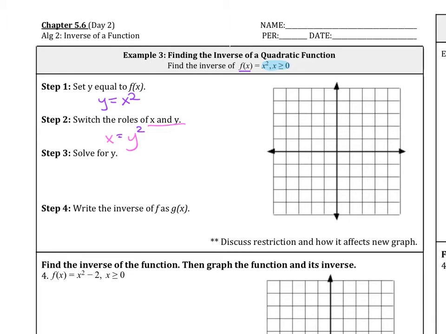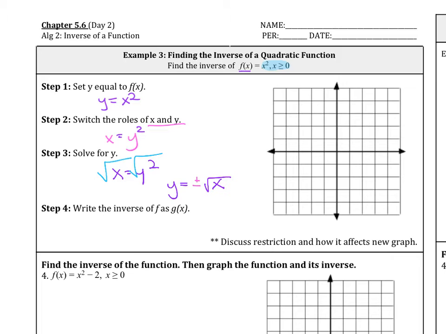In order to get rid of that square, we square root both sides. So let me rewrite it, x equals y squared. To get rid of the square, you square root the y. Now remember, what happens when you take the square root? You get a plus or minus, and then the square root of x.